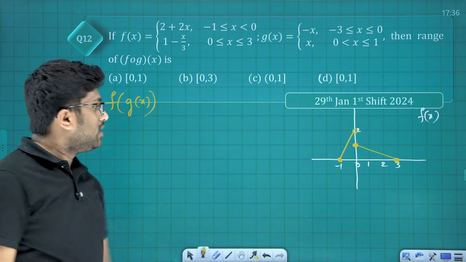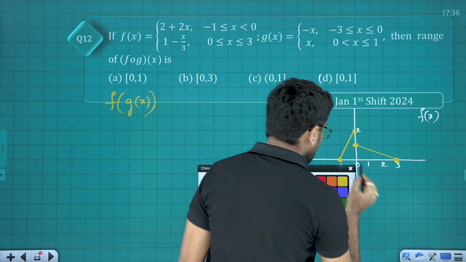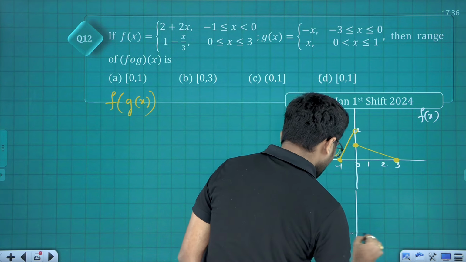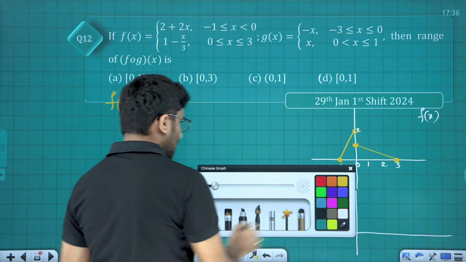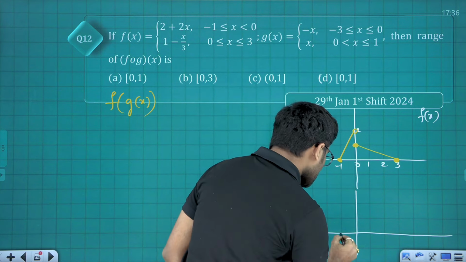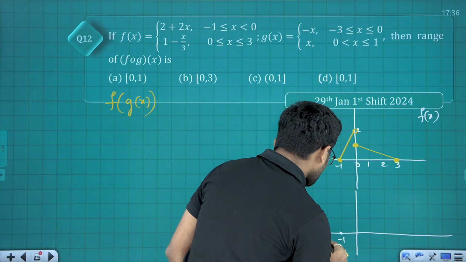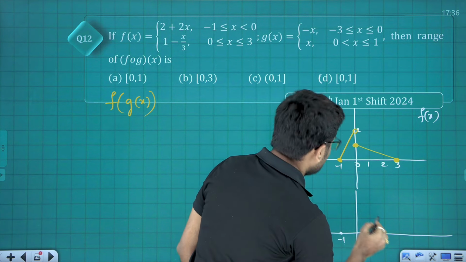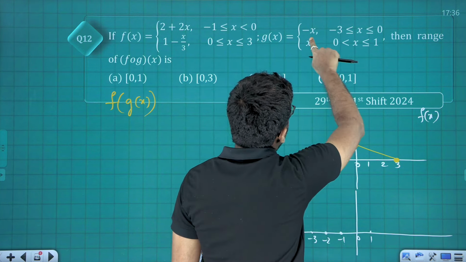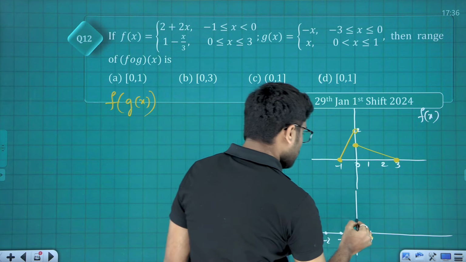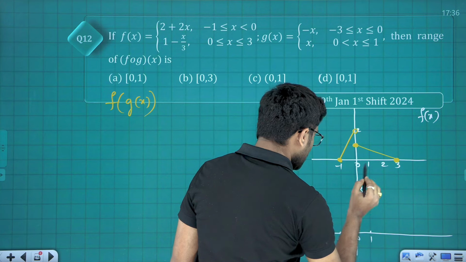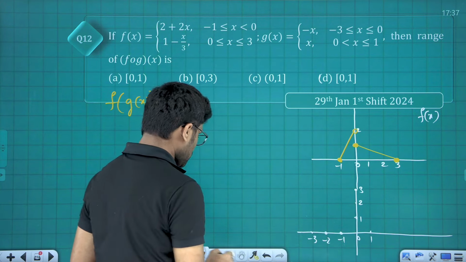Okay. Now in the same way, let's find the graph of y equals g of x. Let's see the graph. First, g of x is from -1, -2, -3, 0, 1. Okay. Now see, g of x is equal to minus x. Minus x means 1, 2, 3. g of x is equal to minus x from -1 to 3.